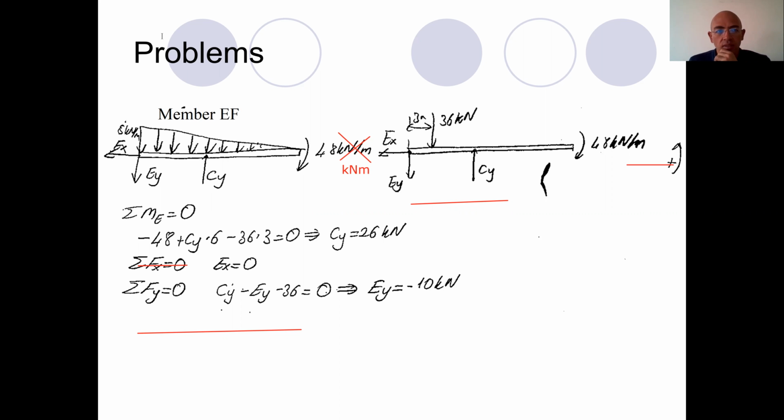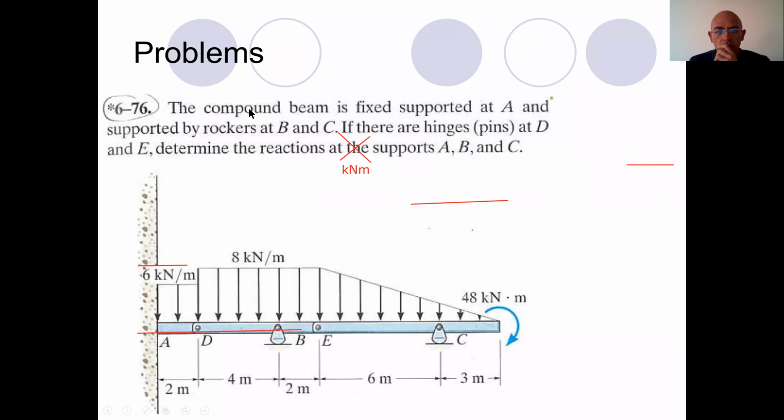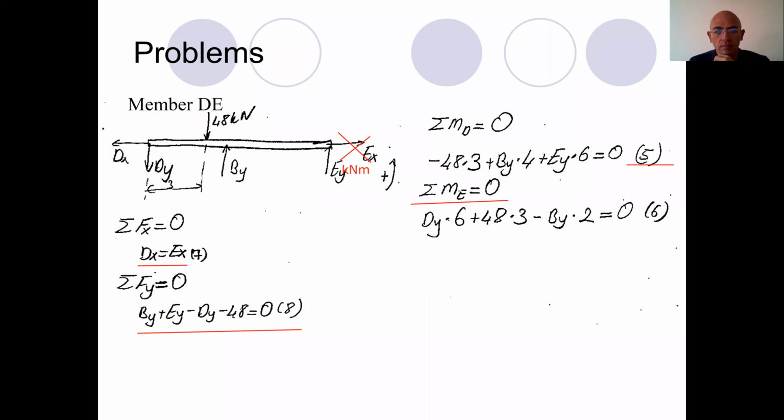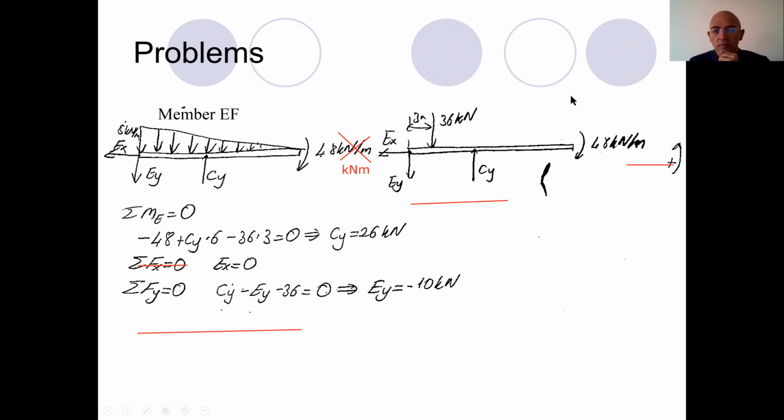So let's look at the length. So the length of the EF is 9 meters. So 9 multiplied by 8 divided by 2 gives us the resultant of the distributed load, that is 36 kilonewtons. And certainly it is 3 meters away from the bottom line, so point E.